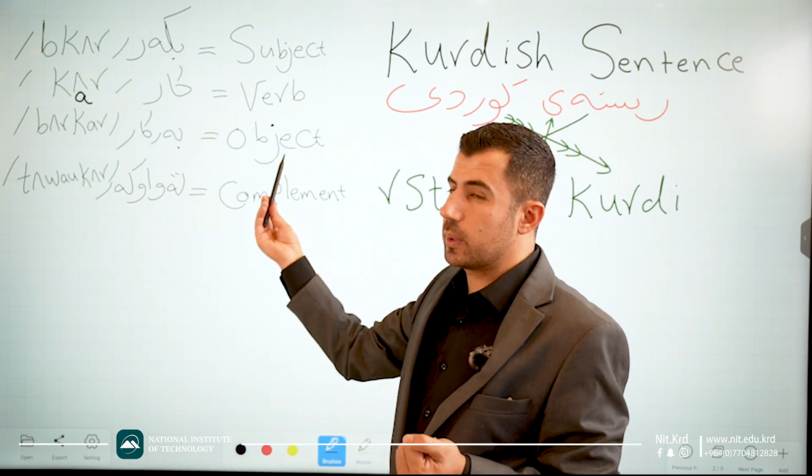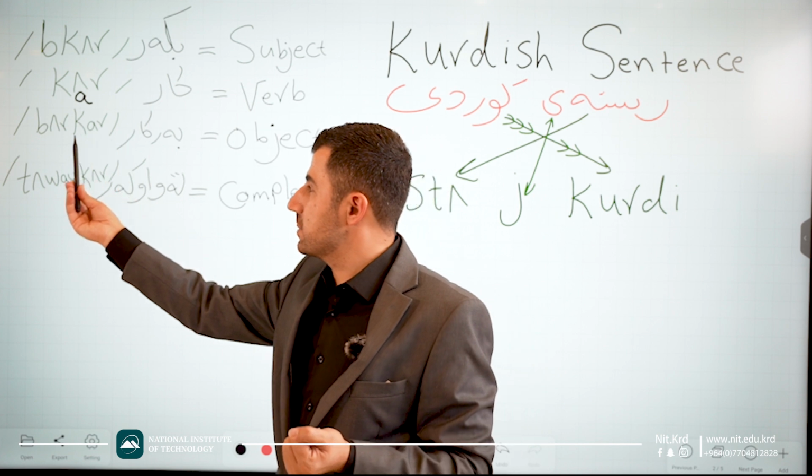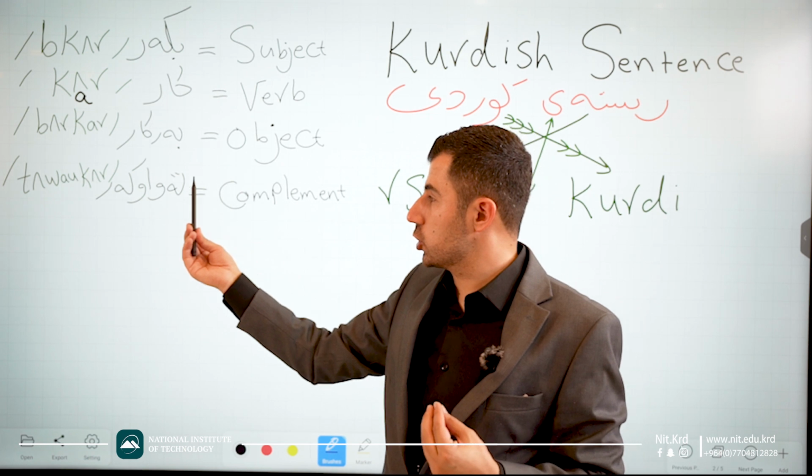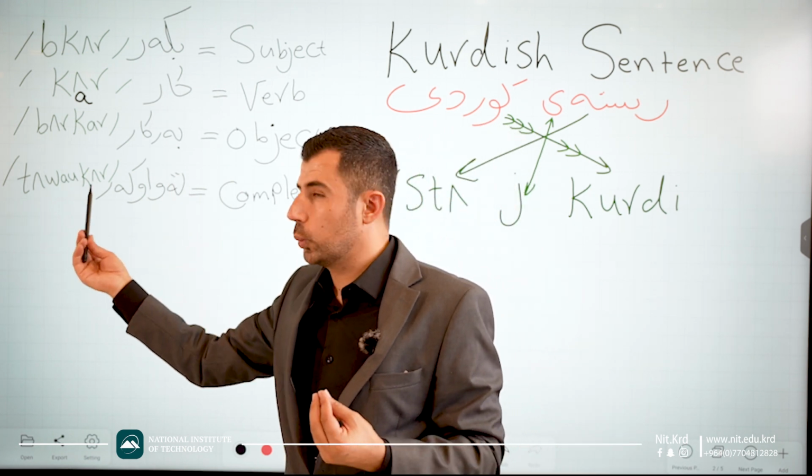Good. After that, we have object. Object is berkar. Berkar. Good. For complement in Kurdish, we say tawawker. Tawawker. Good.